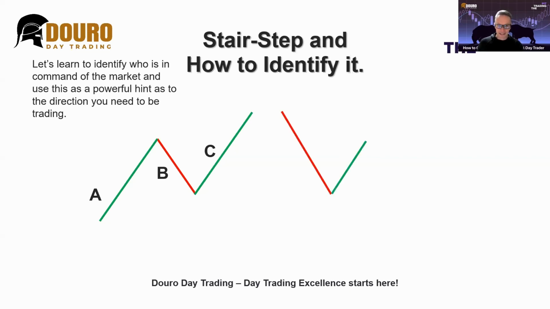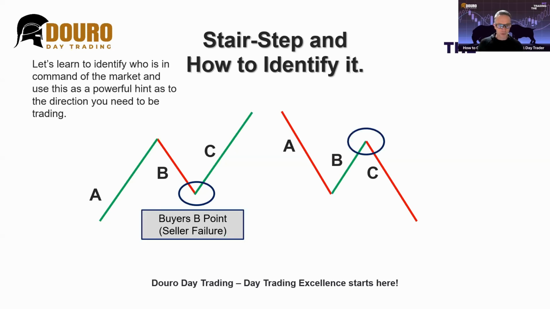Now, in saying that, guys, exactly the opposite works as well. So in this case here, we've got an ABC pattern going the other way. What does that mean? The red, the sellers, have pushed the market down. The green, the buyers, have pushed it back up. And then the red, the sellers, have pushed it back down again. Now, we can add a little bit more detail to this.